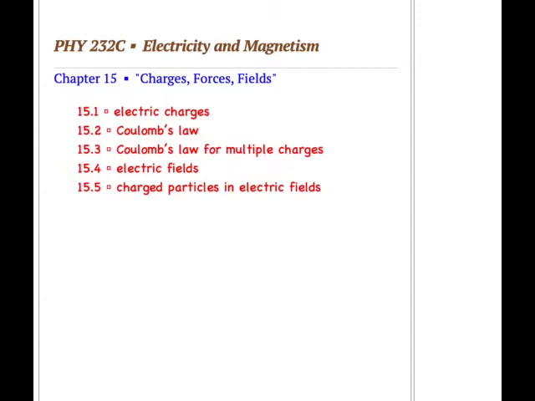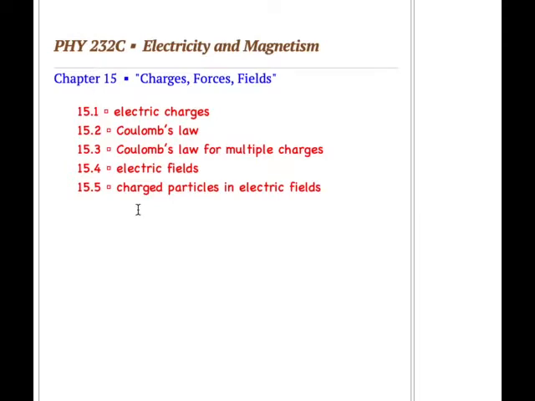For Physics 232C, this will be an introduction to Chapter 15. That's the first chapter in the course, which is on electric charges, electric forces, and electric fields. So Chapter 15 has 5 sections: electric charges, Coulomb's law for multiple charges, electric fields, and charged particles in electric fields. And the purpose of the video is to give an introduction to Chapter 15.